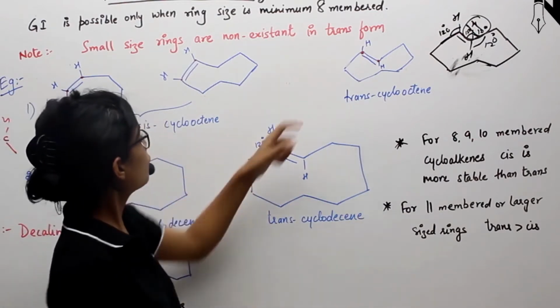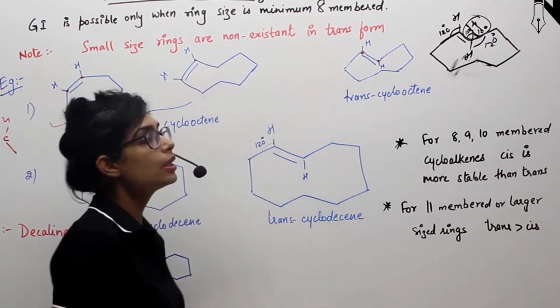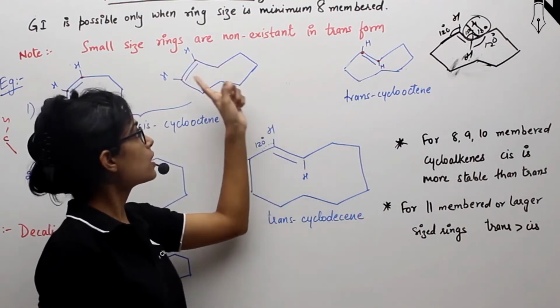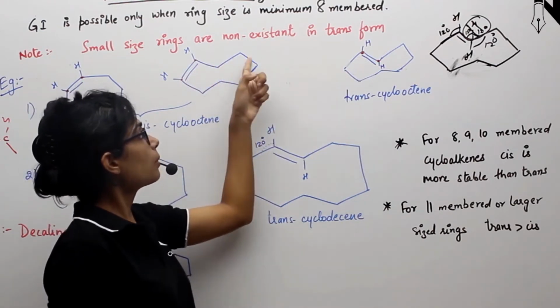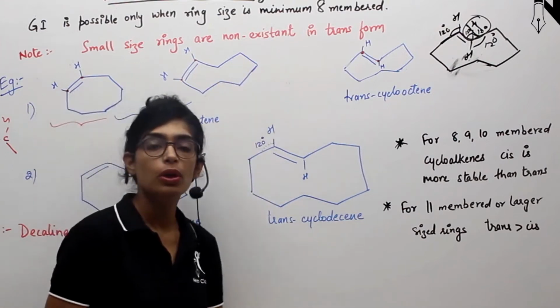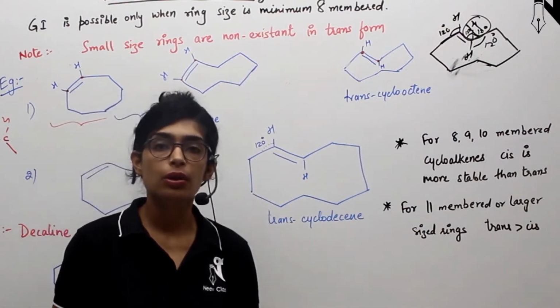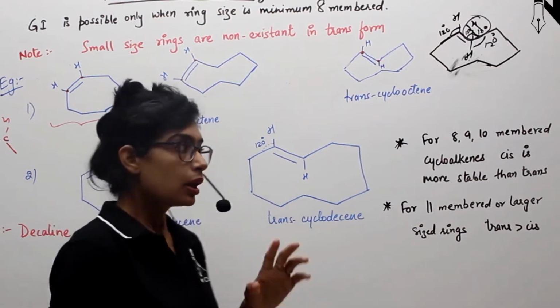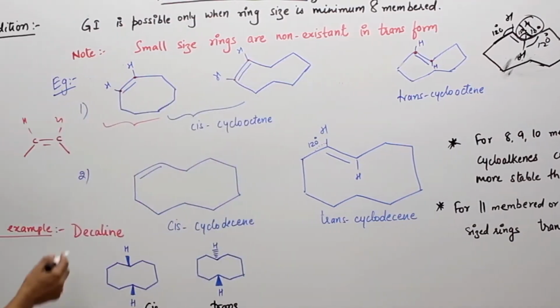So now accordingly, wherever you place double bonds, you can see different places you can place. I have just taken two examples. You can take multiple different places where you can place the double bond, and accordingly cis or trans cyclooctene can be formed. Now we'll take another example.